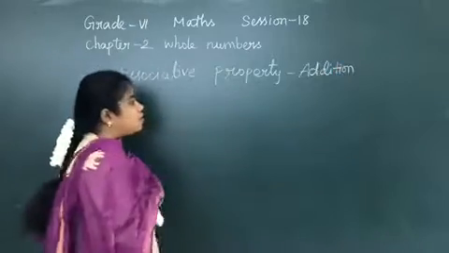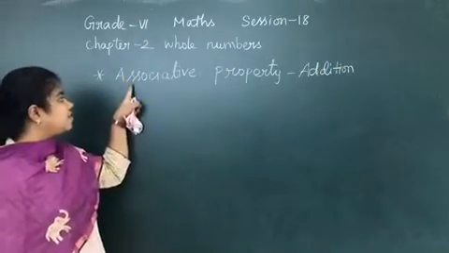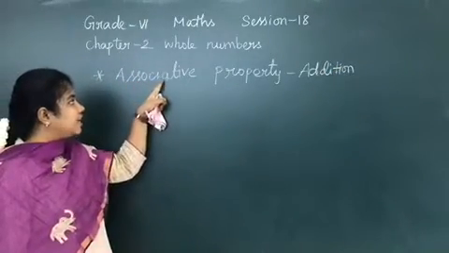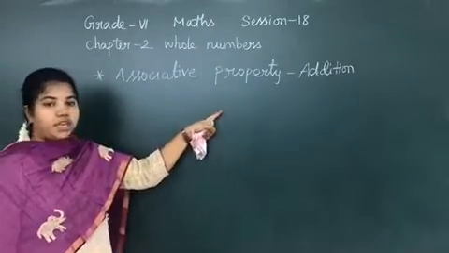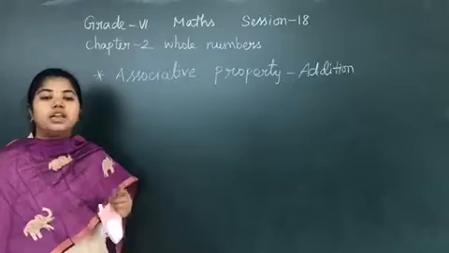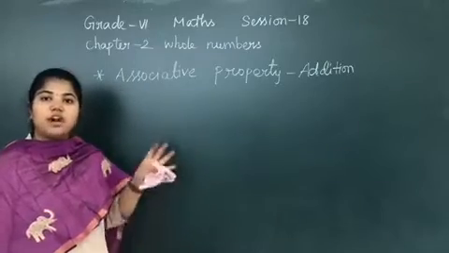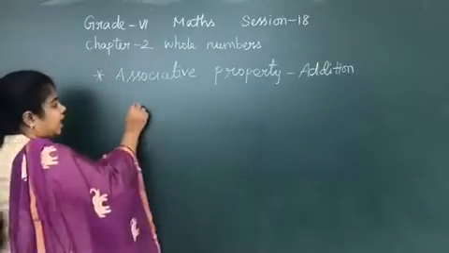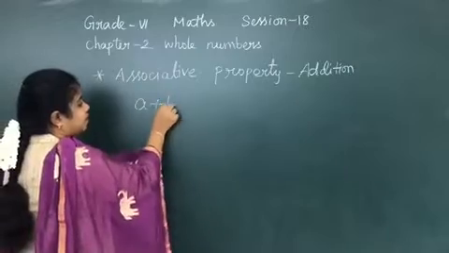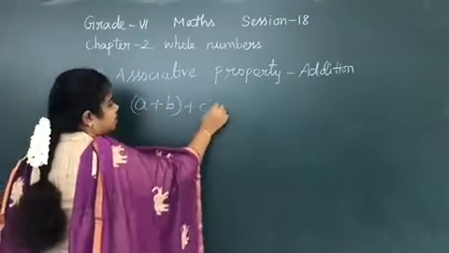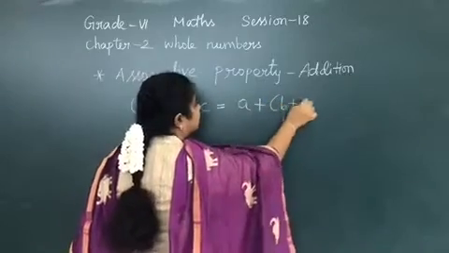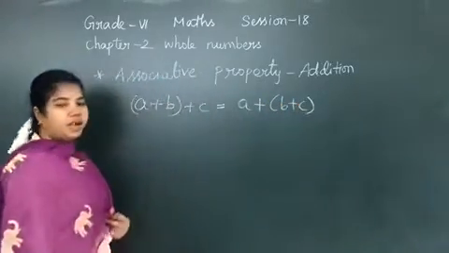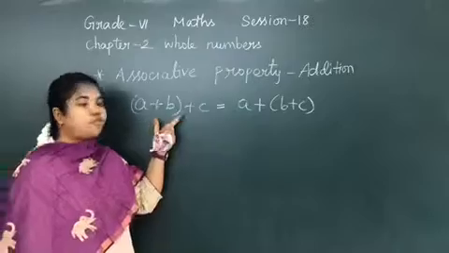What is the spelling of associative property? A-S-S-O-C-I-A-T-I-V-E. Associative property for addition. Now let us see what is the basic thing for associative property. (A plus B) plus C is equal to A plus (B plus C). Associative property is basically the change of bracket.